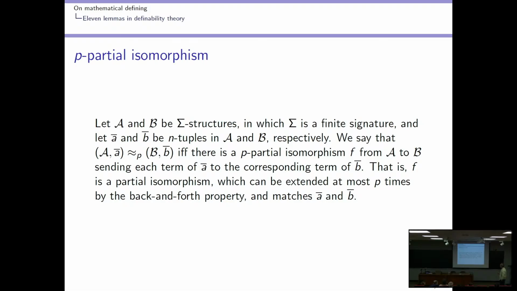In the next section, we will start with first order definability theory. Okay. So thank you.